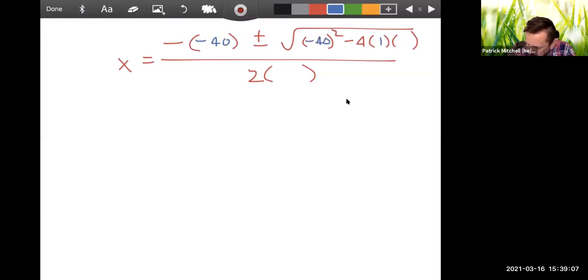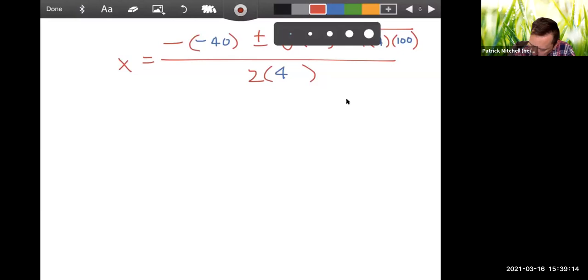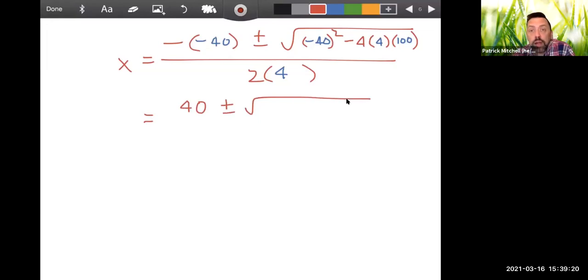A is 4. C is 100. All right, so we have 40 plus or minus the square root of the square of -40, which is 1600. And it just so happens that 4 times 4 times 100 is 1600. And that's all over 8.